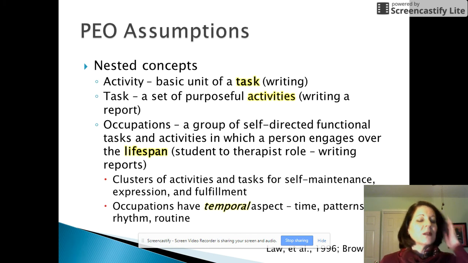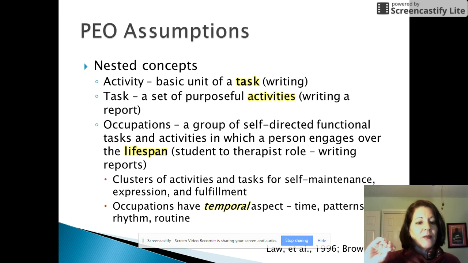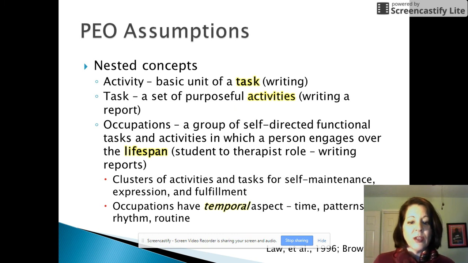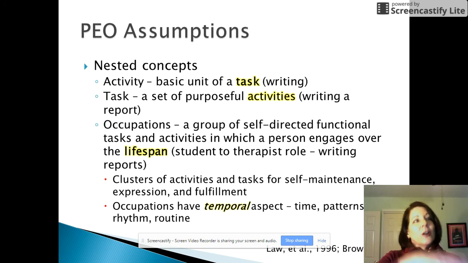Another thing with PEO is that we have these nested concepts. And notice they flip the way that we looked at this in issues, that first comes activity, which is the basic unit of a task, like writing. A task is a set of purposeful activities, like you're writing a report. So there's some cognitive things that go on, and you might be collecting other things as well. An occupation is where you take a group of self-directed functional tasks and activities and put them together over the lifespan. So there's a sense of time. There's also a sense of goal-directedness as a part of that.